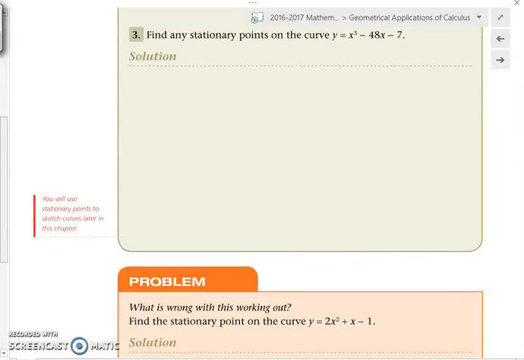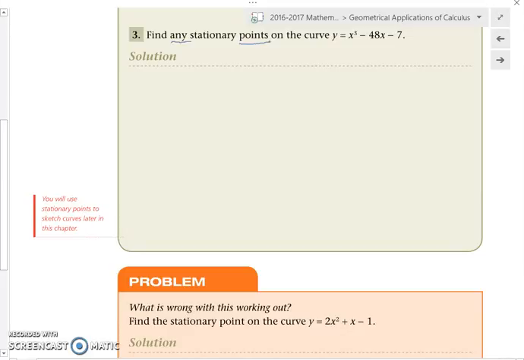All right, find any stationary points on the curve y equals x cubed minus 48x minus 7. So what are we going to do? Well, for a start, look at the word any. We didn't have any in there a minute ago, and points is now plural. How do you know that there's probably going to be 2?